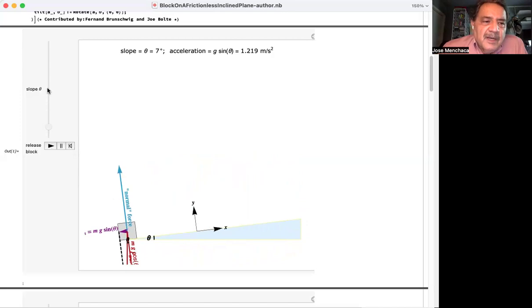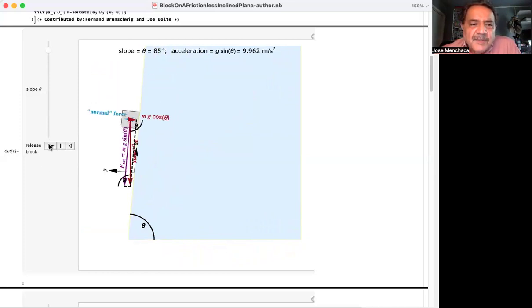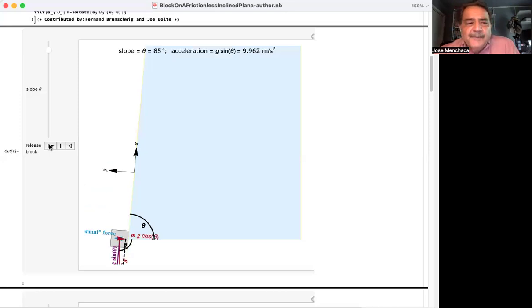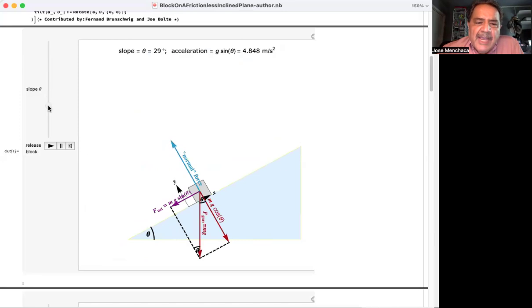Now let's take it up to like 85 degrees and drop it. You can see it's very rapid. So the acceleration is dependent on the angle.